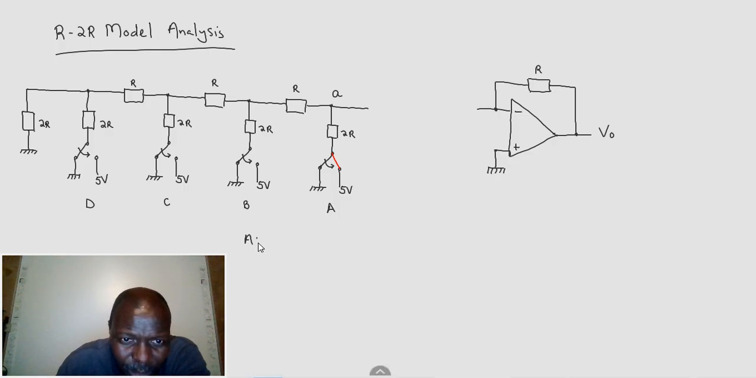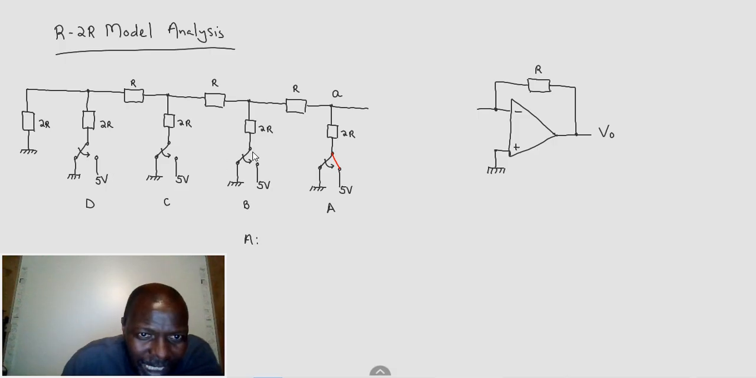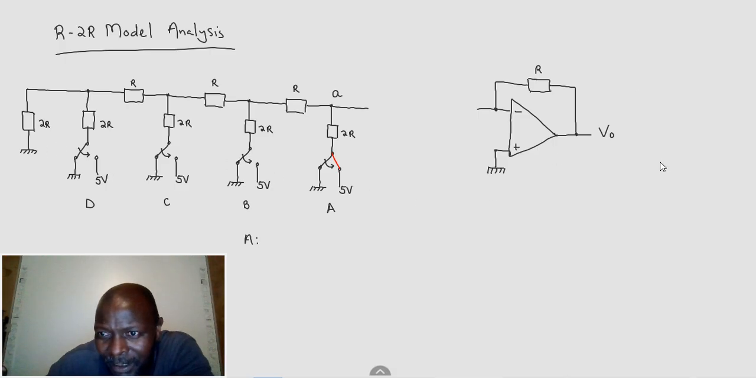What does my A contribute to point A? All right. Is it difficult? No. Everything else here is grounded. If I ground, let's first remember the basics here.